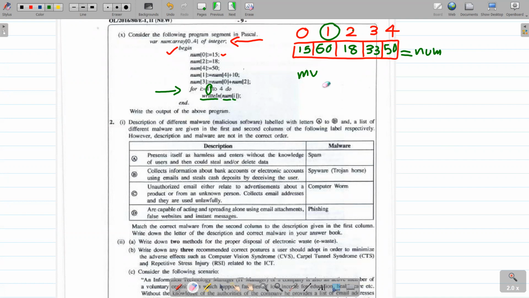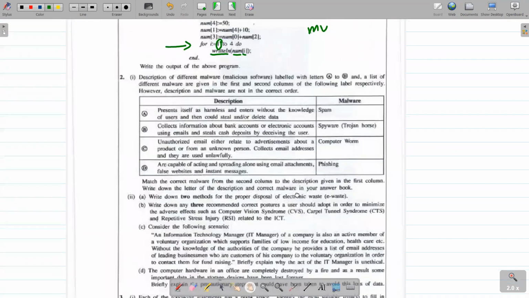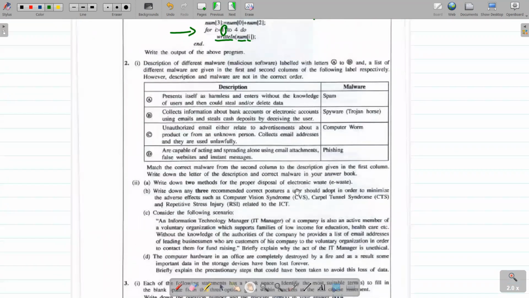So like the first question of the second. Description of different malicious software labeled with letters A to D, and the list of different malwares are given in the first and the second column of the following table respectively. However, the description and the malware are not in the correct order. Match the correct malware from the second column to the description given in the first column. Write down the letter of the description and the correct malware in your answer book.